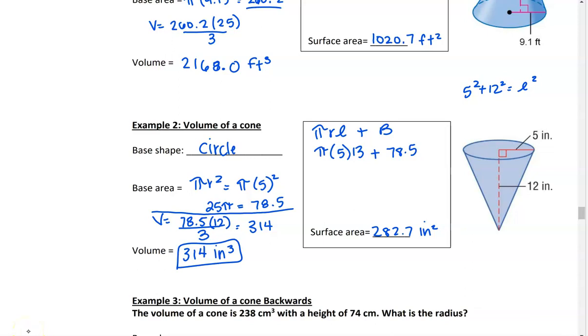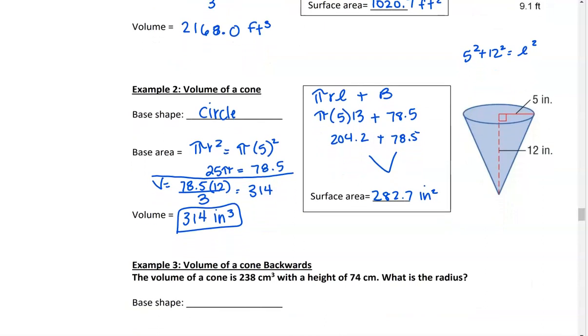So the area of the base, which is the circle, is pi r squared, which is 78.5. So 78.5 times 12 divided by 3 is 314 inches cubed for our volume. Remember, it's area of the base times height divided by 3. But for surface area, it's pi r times the slant height plus the area of the base. So we wind up taking pi times 5 times 13, giving us about 204.2, plus that 78.5, which leads us to our surface area answer of 282.7 inches squared.